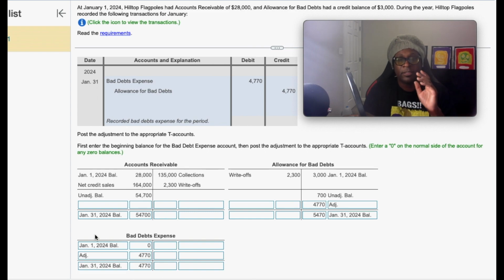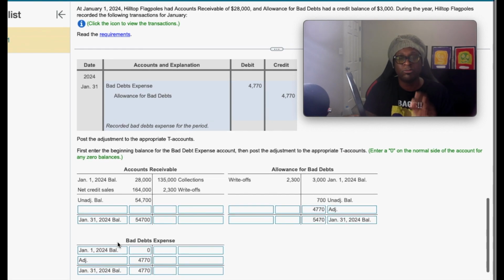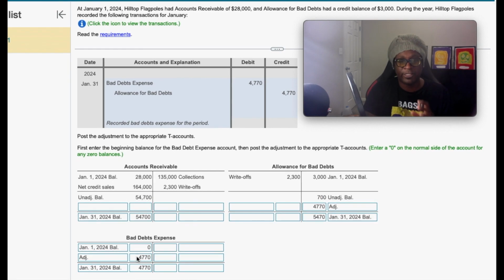And lastly, because of our estimate, we have to increase our bad debt expense for the period by a debit to bad debt expense of $4,770. Due to the proper estimate of $4,770, we must increase our bad debt expense, which will give us an ending balance of that amount. We're going to check that answer.